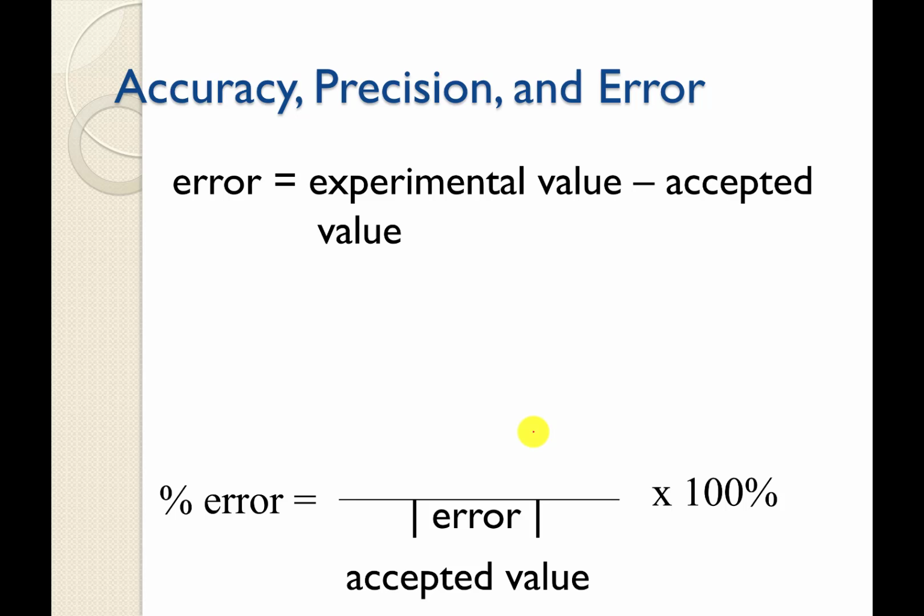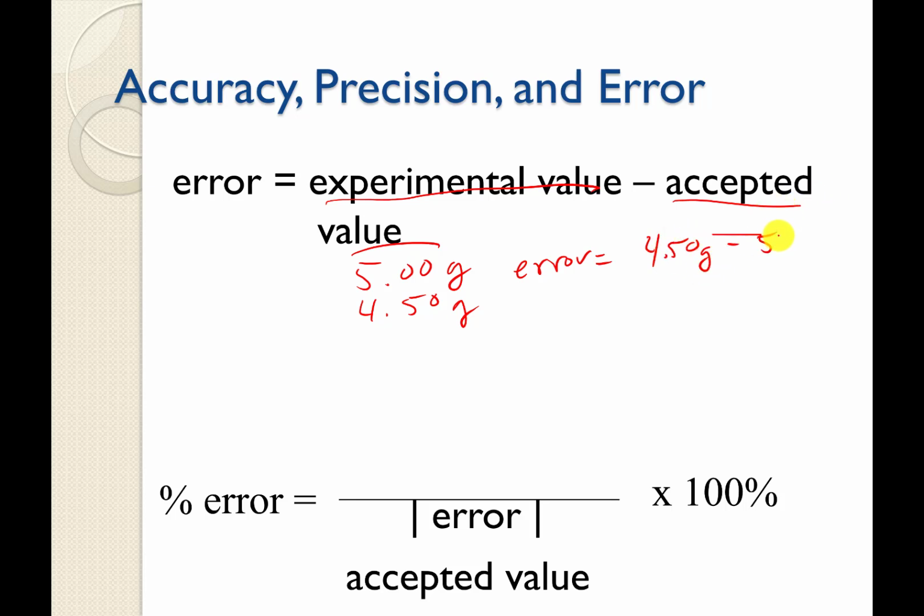So all we have to do to get our error is take the experimental value minus the accepted value. Let's stick with our number that we had before, 5.00 grams. And imagine that we were in an experiment and we measured our substance as 4.50 grams. To figure out the error, we've got error equals, like it says here, your experimental value, 4.50 grams, minus your accepted value, 5.00 grams. And then our error, of course, would be negative 0.5 grams.